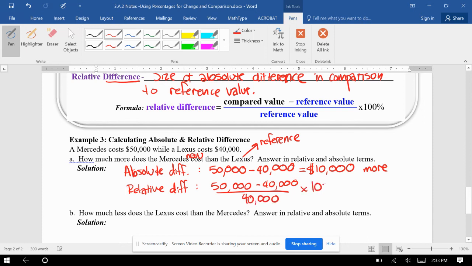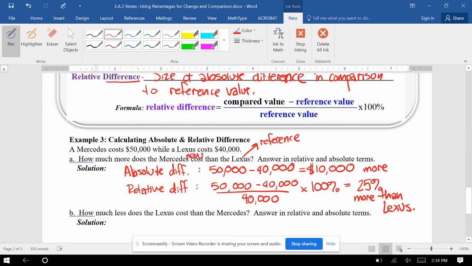Times 100% because we're getting it into percentage. So when I do that calculation, I'm going to end up with negative 20%. Oh, sorry, I'm on the wrong one. So you should get 25%. I'm peeking ahead at the key here. So I get a positive 25%. So that means the Mercedes is 25% more than the Lexus.